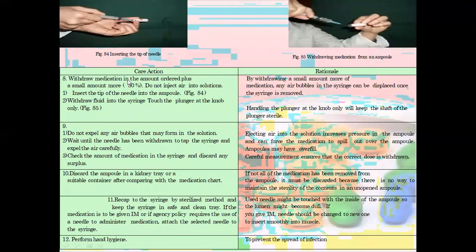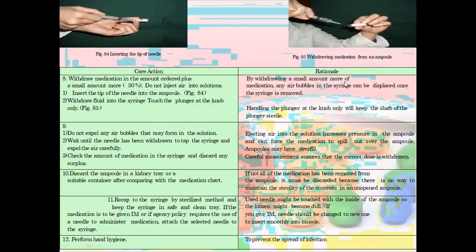Then withdraw medication. So in this way we have to withdraw the medication. Withdraw medication in the amount ordered plus a small amount more, 30%. Do not inject air into solution. Insert the tip of the needle into the ampoule. Then withdraw fluid into the syringe. और उसके बाद हमको क्या करना है, with the help of the plunger we have to withdraw the medication. Touch the plunger at the knob only. हमको सिर्फ प्लंगर का जो नॉब है उसको हमको टच करना है.